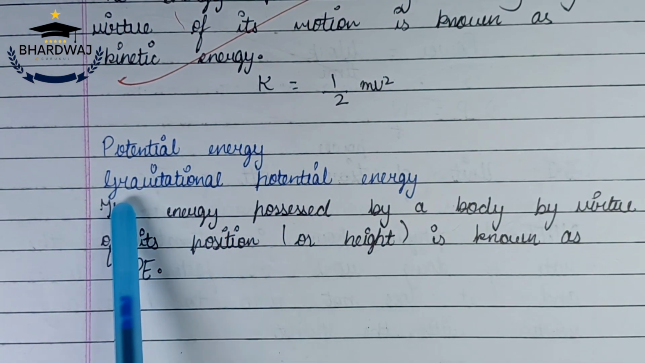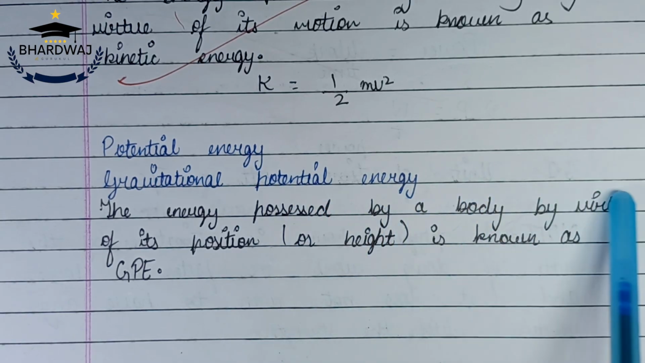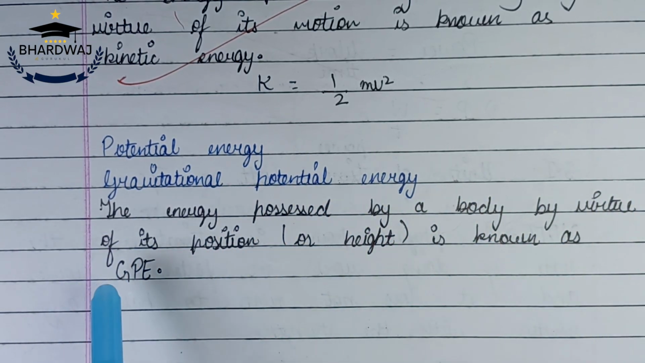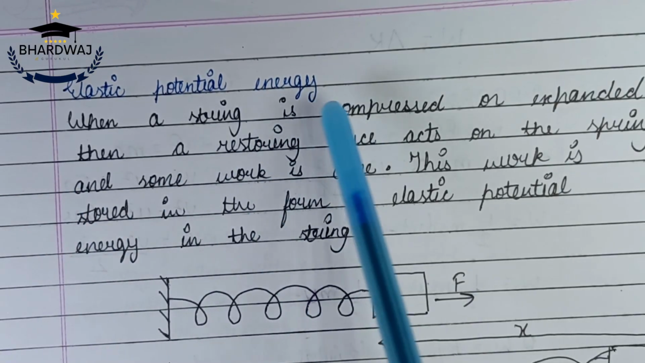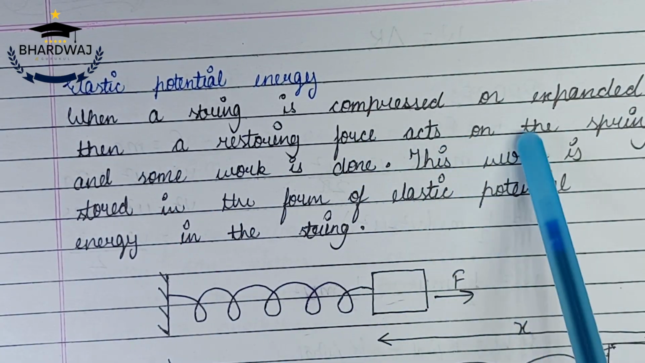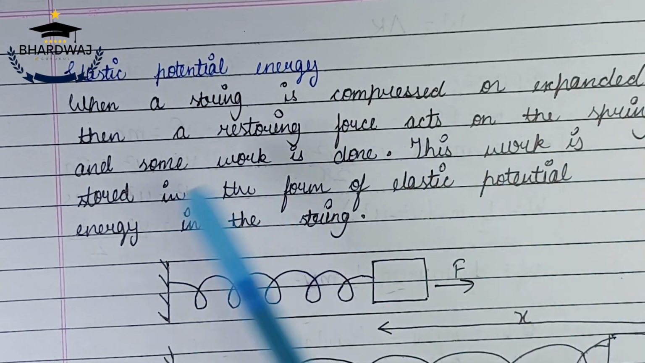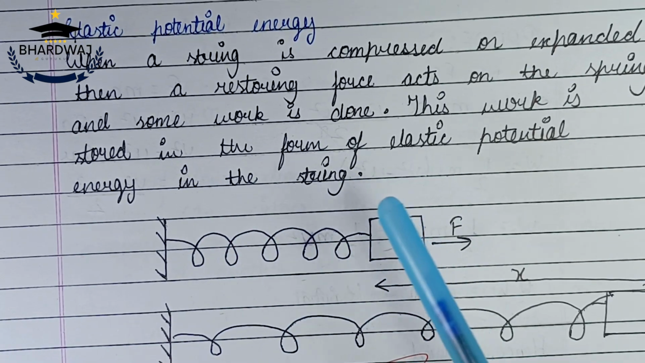Potential energy, gravitational potential energy: the energy possessed by a body by virtue of its position or height is known as gravitational potential energy. Its formula is U equals mgh. Elastic potential energy: when a spring is compressed or expanded, then a restoring force acts on the spring and some work is done. This work is stored in the form of elastic potential energy in the spring.